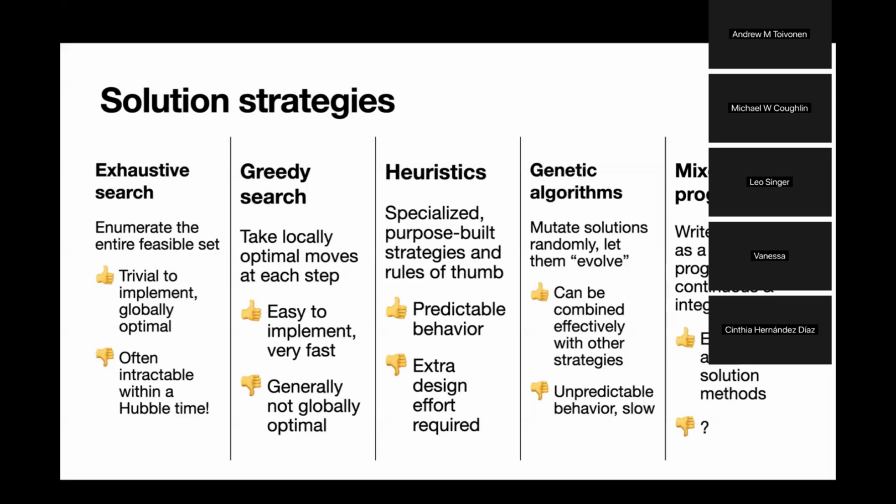And then lastly, we have mixed integer programming, which is where you take an optimization problem that includes variables that represent decisions that you have to make between different alternatives. And you express that problem as a linear program, which I'll explain a little bit more what that is, with both real and integer variables. And it has the advantage of being very expressive. There are automated solution methods and automated solvers out there.